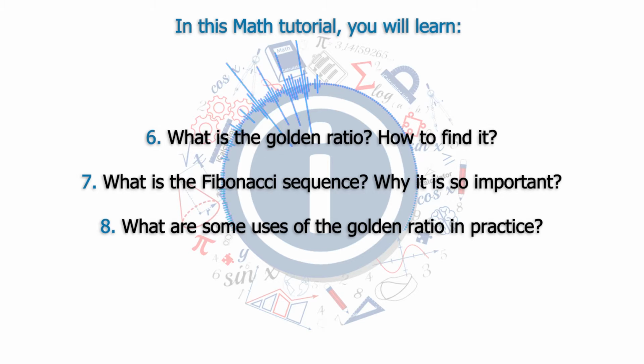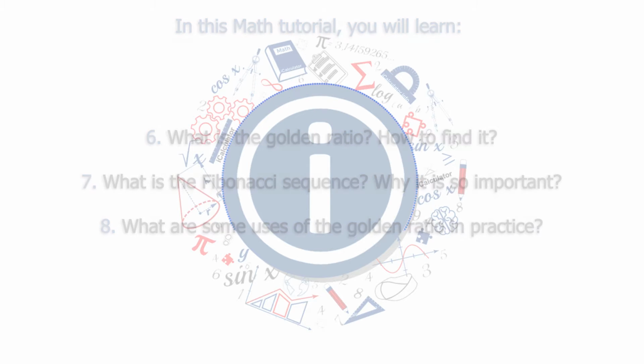6. What is the golden ratio? How to find it? 7. What is the Fibonacci sequence? Why is it so important? 8. What are some uses of the golden ratio in practice?